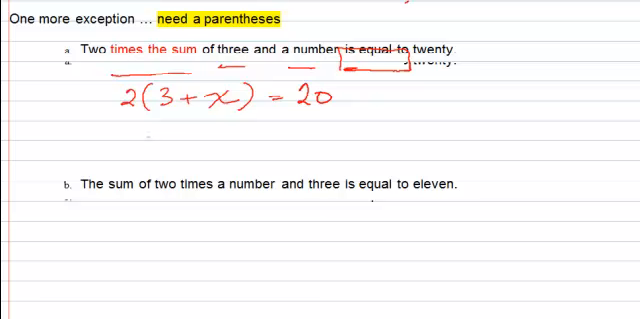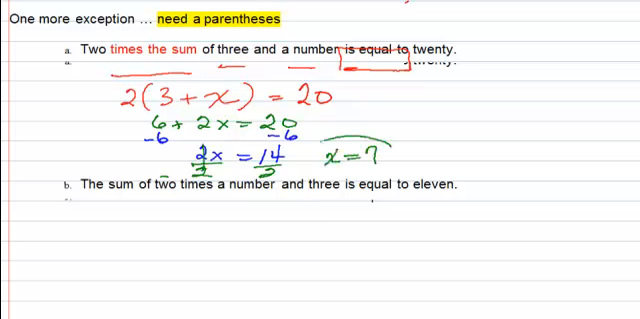So the first thing that we're going to do is distribute. And then we get rid of the constant, which is helping us isolate the variable term. And now to isolate the variable completely, we just divide out the coefficient so that we say x is equal to 7. And we're done.